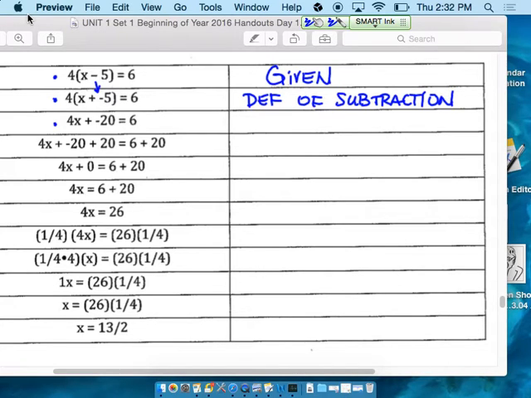Moving from the second step to the third step, I'm distributing the 4, so I've simply used the distributive property. Now, in the next step, what's happened, I'm adding +20 to both sides. So this is the addition property of equality. And I'll just write add, sort of shorthanding this, and then POE for property of equality. I'm adding the same thing to both sides.